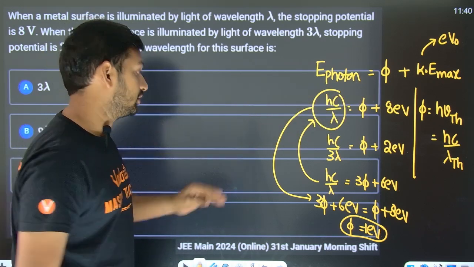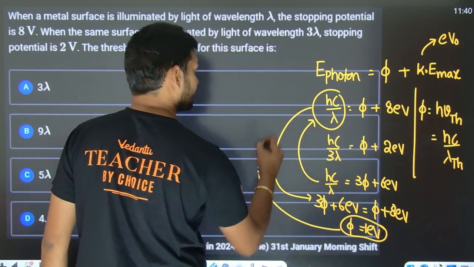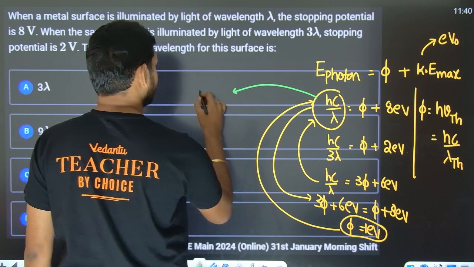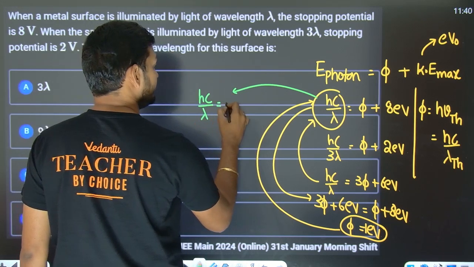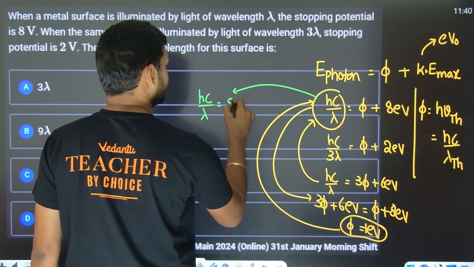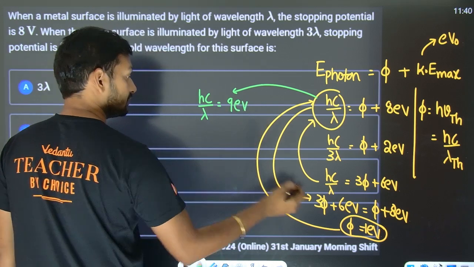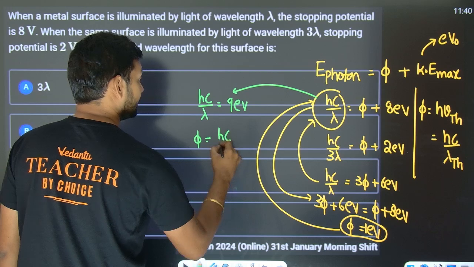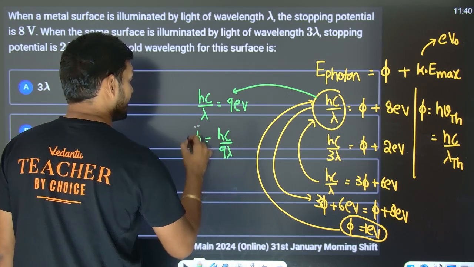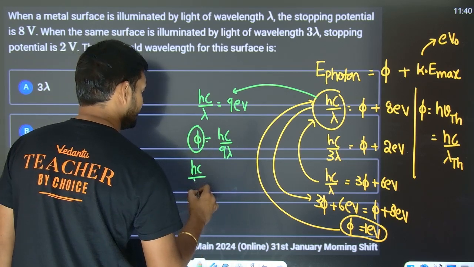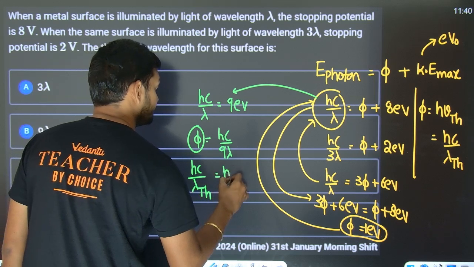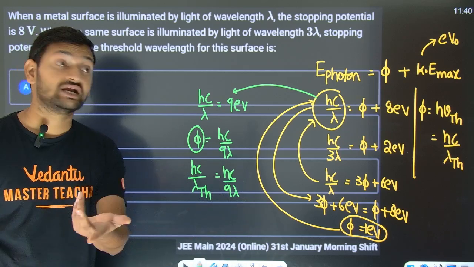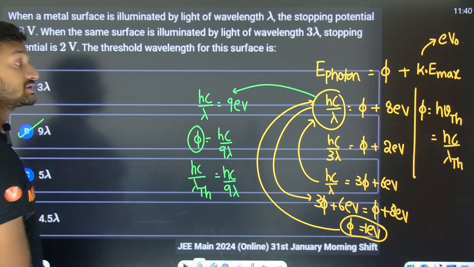Right? Okay. So if I put it back over here, then what am I going to get? I will get the hc by lambda to be equal to 9 eV. So I can write work function as what? 1 eV, right? 1 eV can be written as what? hc by 9 lambda. And work function can be written as hc by threshold wavelength, which is going to be hc by 9 lambda. So hc gets cancelled out, threshold wavelength will be 9 lambda. So threshold wavelength will be how much? 9 lambda.